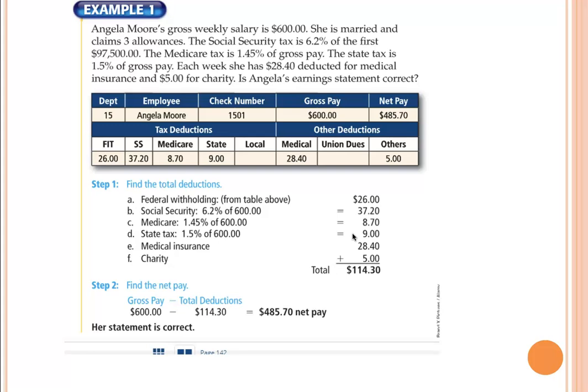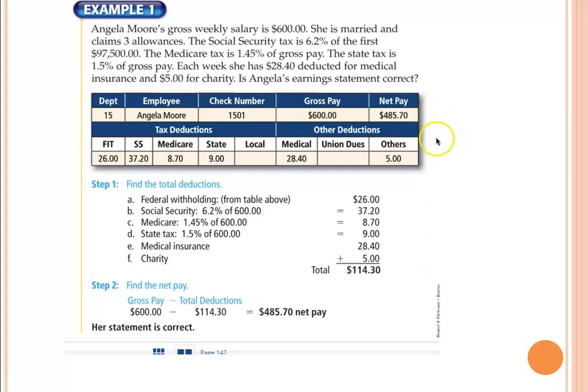So here's an example. Angela Moore's gross weekly salary is $600. She is married and claims 3 allowances. The Social Security tax is 6.2% of the first $97,500. The Medicare tax is 1.45% of the gross pay. The state tax is 1.5% of the gross pay. Each week she has $28.40 deducted for medical insurance and $5 for charity. Is Angela's earnings statement correct?